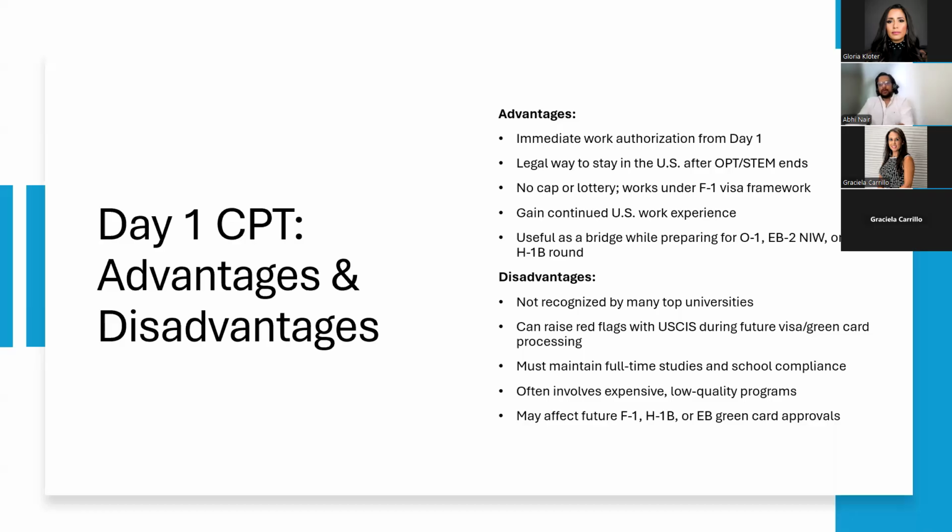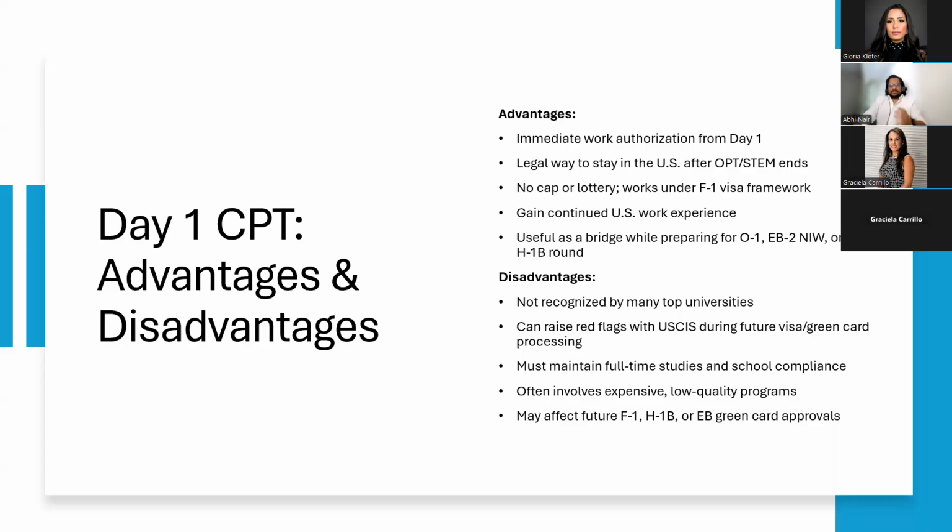It gives you a legal way to remain in the US after the OPT or STEM OPT expires. There is no H-1B lottery, no cap. You are still on an F1 visa, just in a new degree. It allows you to continue building US work experience, which is crucial when you are aiming for something like O1 or EB2 NIW. And speaking of that, Day One CPT can act as a really helpful bridge, buying you time while you prepare for your next immigration step.